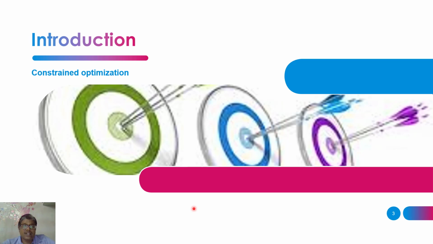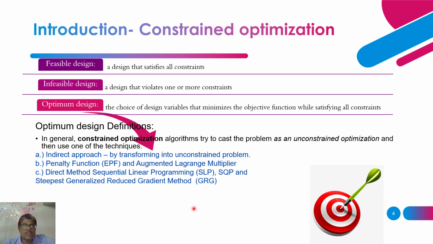So first we'll start with constraint optimization. Before getting to constraint optimization, what are feasible design, infeasible design, and optimum design that we should know? What is a feasible design? If a design satisfies all the constraints, that particular design is called a feasible design. In case a design violates one or more constraints, then it is called an infeasible design.